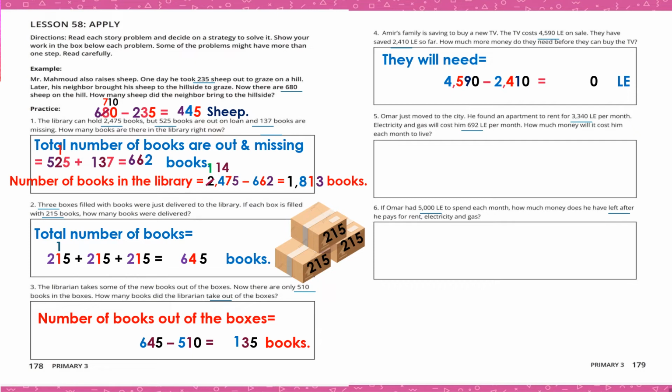9 minus 1. Can you take 1 from 9? Yes, 8. 5 minus 4, 1. 4 minus 2, 2. So they need 2,180 to buy the TV.